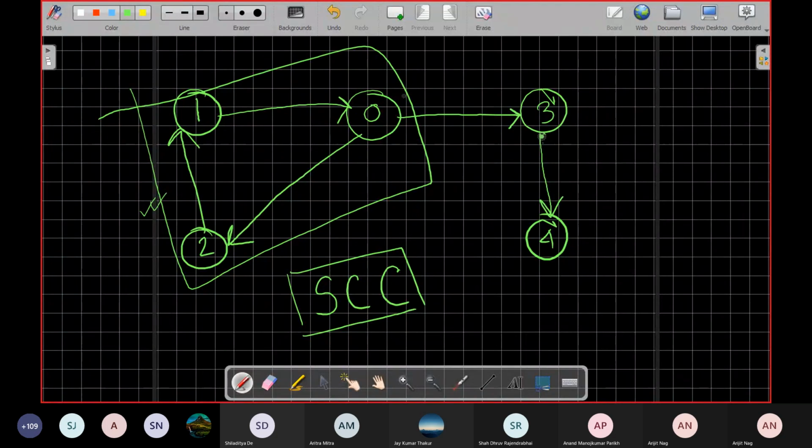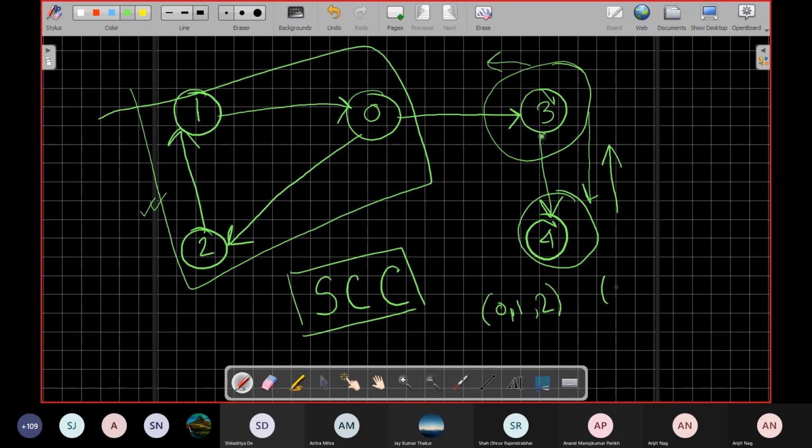So this is a strongly connected component of this graph. But we cannot say it for the whole graph, because you can go from 0 to 3, but you cannot go back from 3 to 0. Same thing, you can go from 3 to 4, but you cannot go back. So this is another component, and this is another component. So this graph has three strongly connected components. One is 0, 1, 2. Another is just 3, and another is just 4.